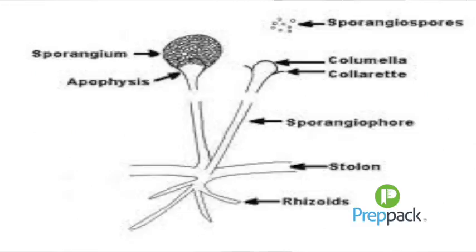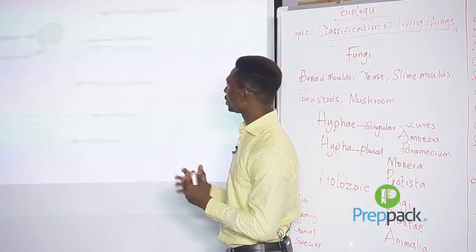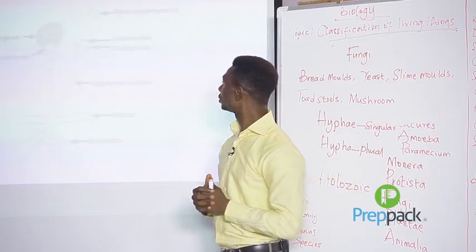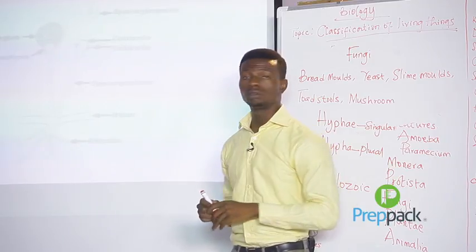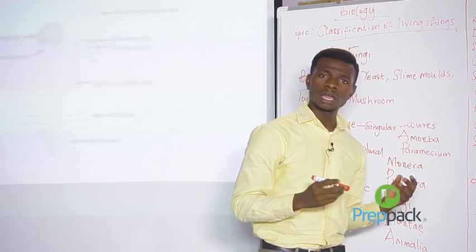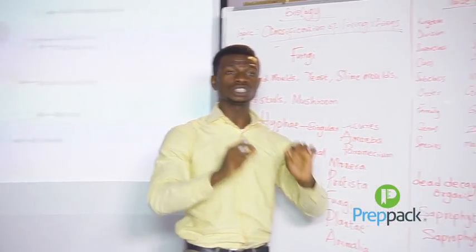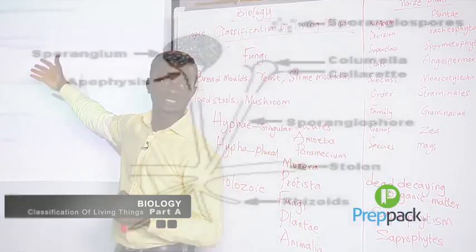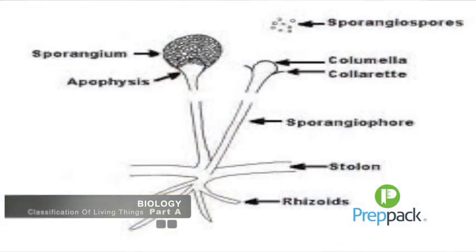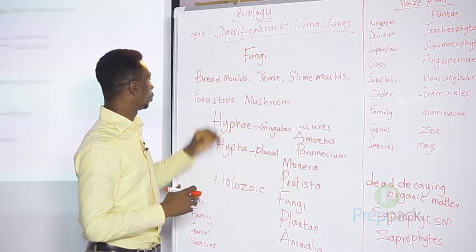Now, the sporangium is the ball housing the spores. It is actually that membrane that houses the spores, sitting on the columella. Now, when the sporangium ruptures, it releases spores. These spores move around until they find a suitable substratum for them to germinate and grow into this. That is for the kingdom Fungi. We just talked about the bread molds.